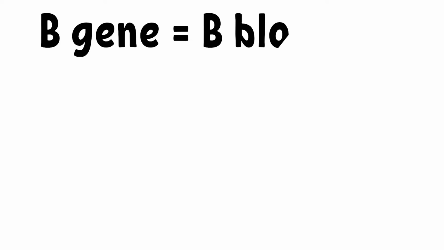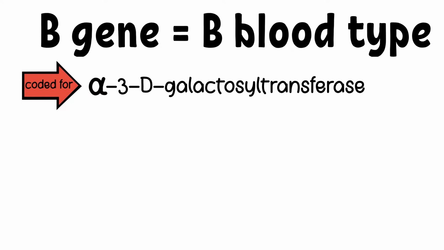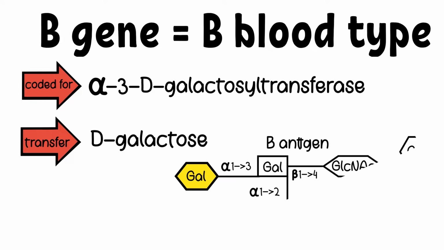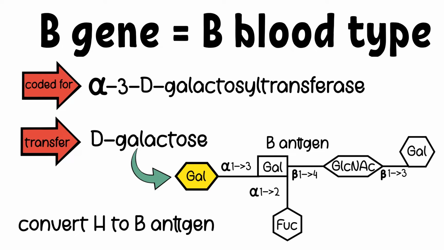In the case of people with group B blood type, these people have the B gene. They are able to make an enzyme called alpha-3-D-galactosyltransferase, which transfers D-galactose at an alpha-1,3 linkage to the subterminal galactose of the H antigen. Once that happens, the H antigen gets converted to B antigen.